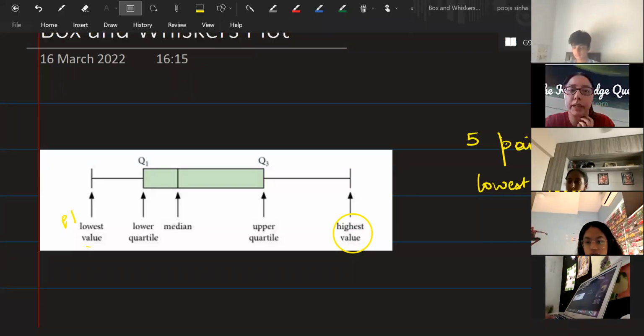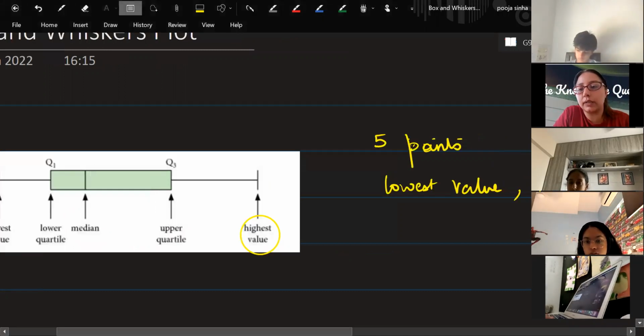Did we learn how to find out mean, median, mode last class? So in the same way, you have to figure out what is the median. Okay. You know what is the median? Now 5 points may say lowest value, then your highest value. That is the first thing that you will identify. Highest value. These are two things.